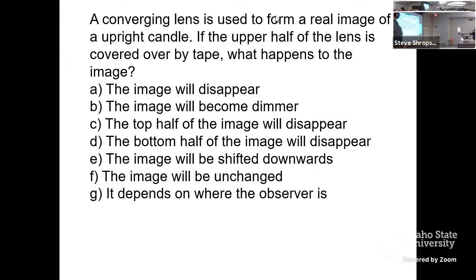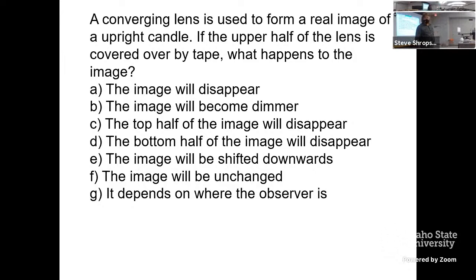Yep. Okay. So can I get a volunteer to defend B, that the image will just get dimmer? I can try. Please do. So I just thought that the image would still form, even if it's covered, but there would be just less light going through, so it would be dimmer. Okay, so the lens will still refract the light, and it's going to refract light from pretty much every point on the image, and we'll just have less light, so it'll be dimmer.